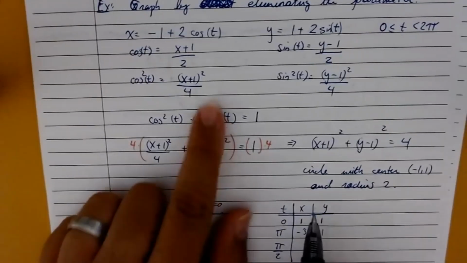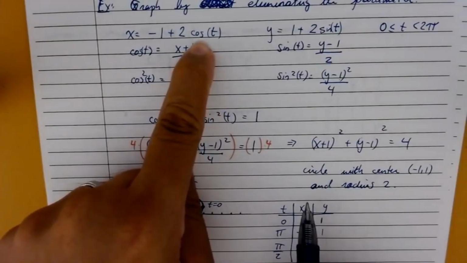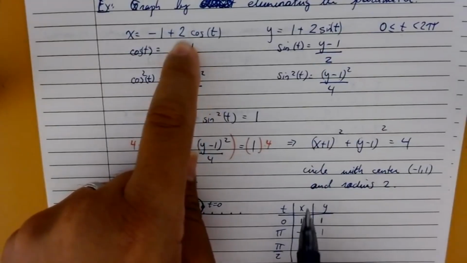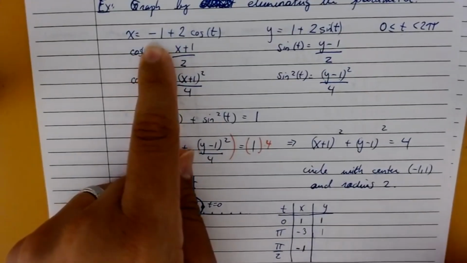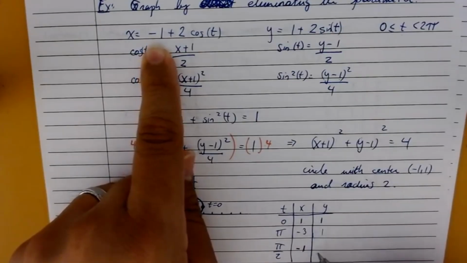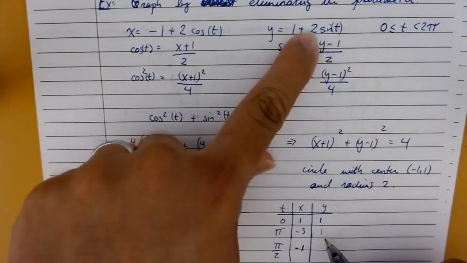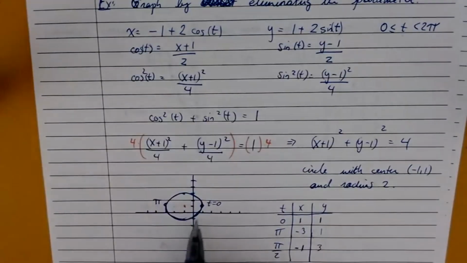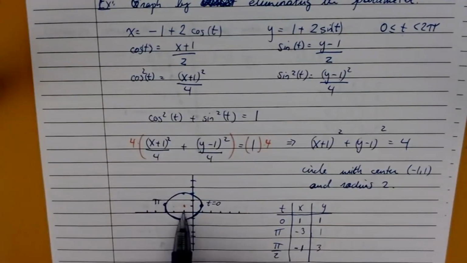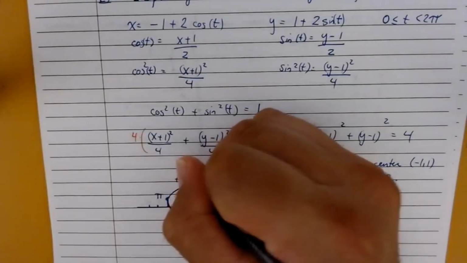Pi over 2. The cosine of pi over 2, that's 0. And then 0 times 2 is still 0. Minus 1 is negative 1. Okay. And then if I plug in pi over 2 over here, sine of pi over 2 is 1. 1 times 2 is 2. Plus 1 is 3. So (-1, 3). That's negative 1, up by 3. There we go. So here's what happens when t is equal to pi over 2.